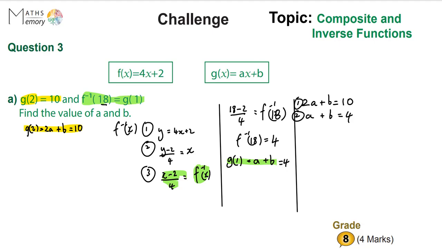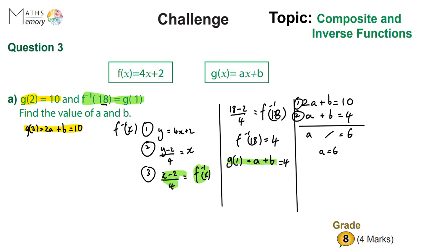So we'll get rid of our a's or b's, and in this case it's easy to get rid of the b's. They're both the same. We'll take them away. 2a take away a is a. These cancel. 10 take away 4 is 6. Therefore a is going to be a value of 6.